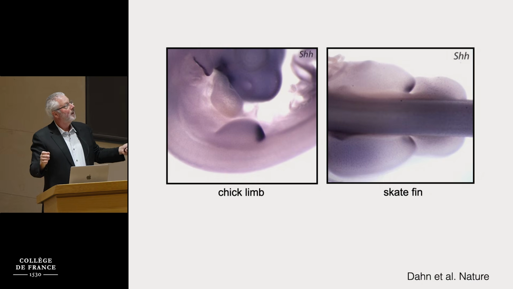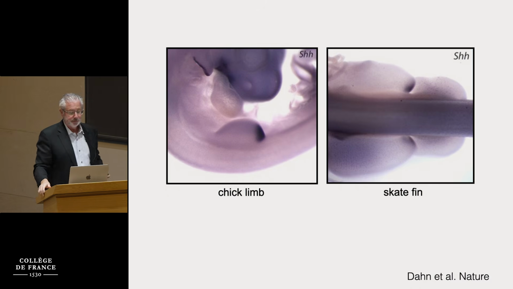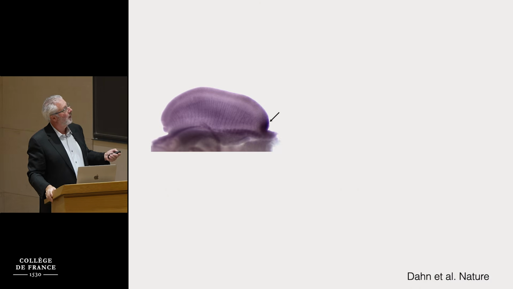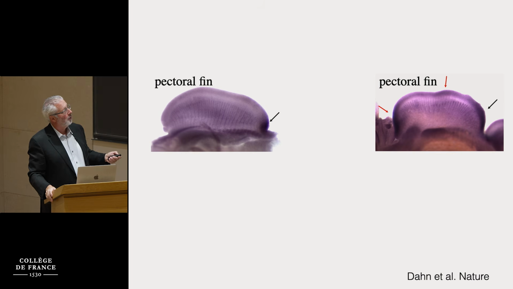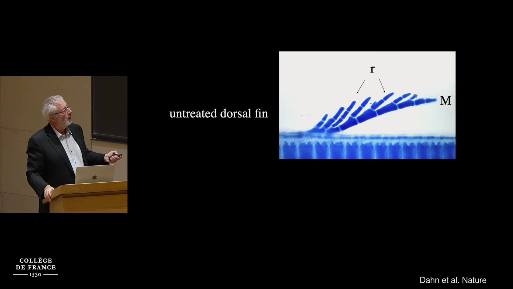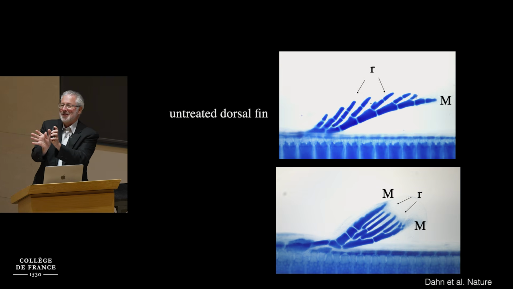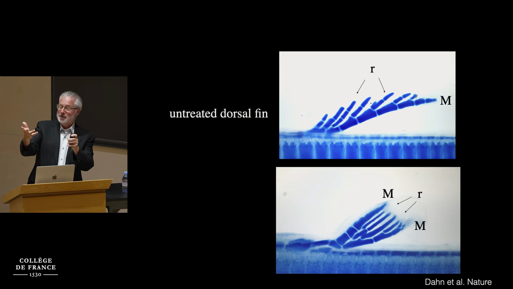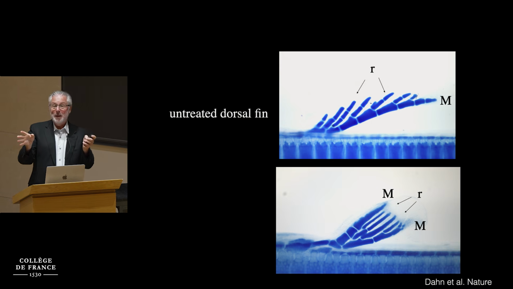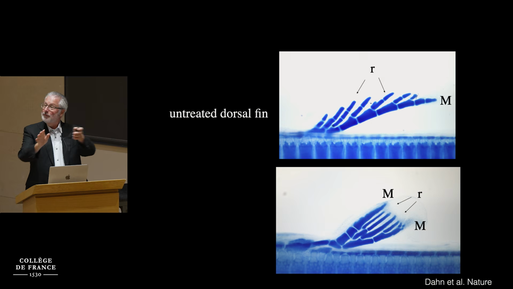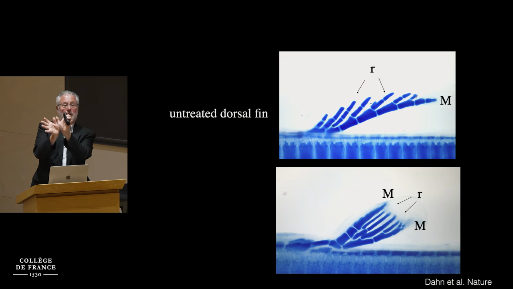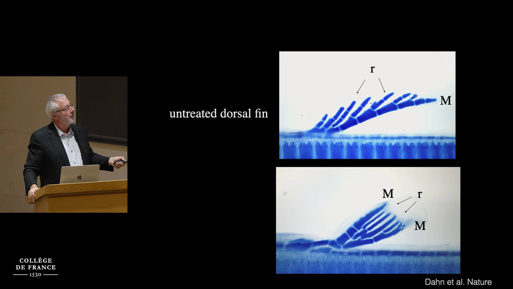And sonic hedgehog is in a similar position. This is a big fin bud of a skate. Looks very different, but it has sonic in the right place. Furthermore, here's a normal expression of sonic. If you ectopically allow it to be turned on the other side, here's the untreated fin, you can get a mirror image duplication. So skates, and sharks I should say as well, have a pattern of sonic hedgehog expression that's similar to us. When we manipulate it, what do you see? You see things that are equivalent. Remember how in chickens and mice, when you misexpress it, you have a mirror image duplication.